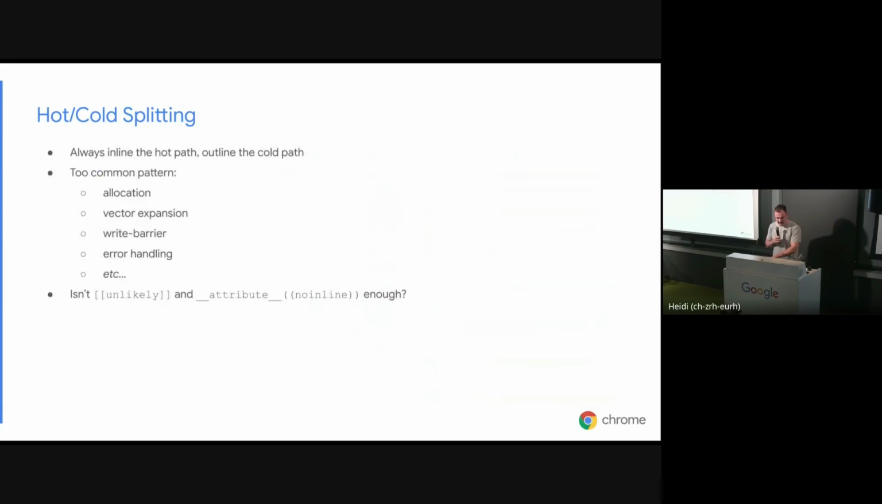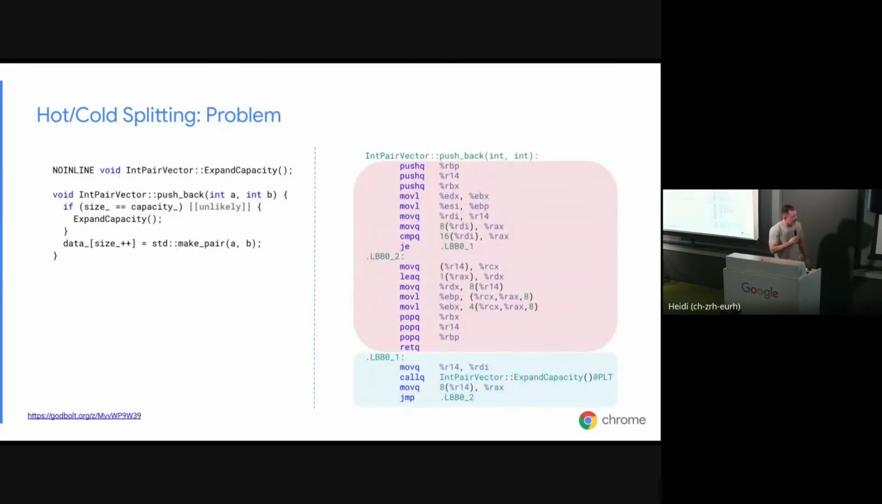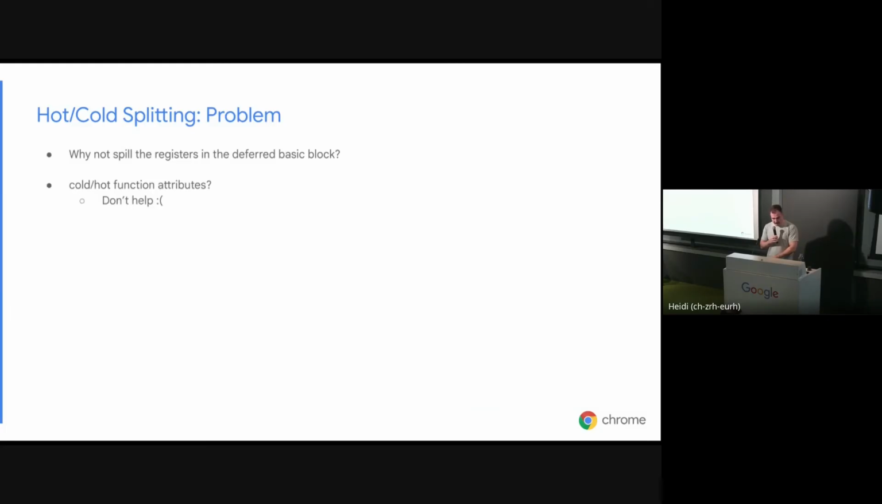And I forgot to mention that unlikely actually just reorders the basic blocks. It only affects the placement of the basic blocks. Right, so cold and hot function attributes don't help at all. I tried to switch clang's register allocator, which didn't help either.